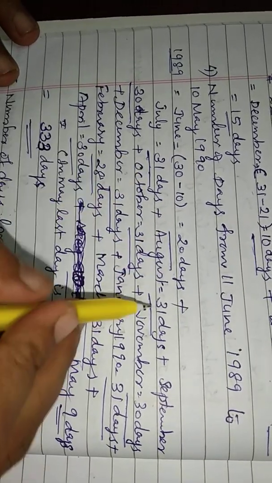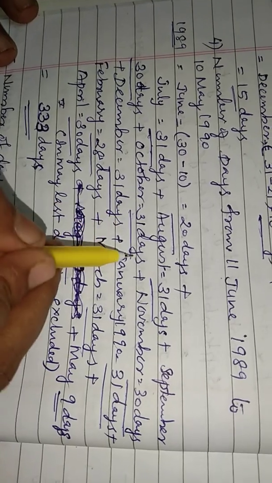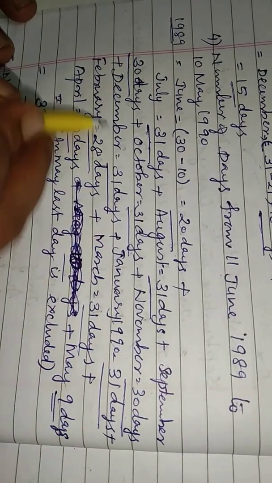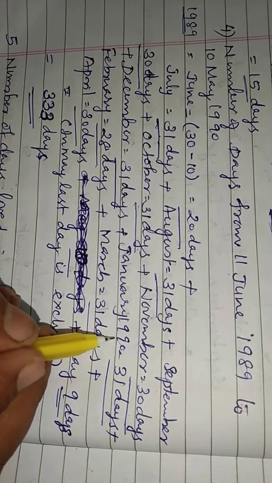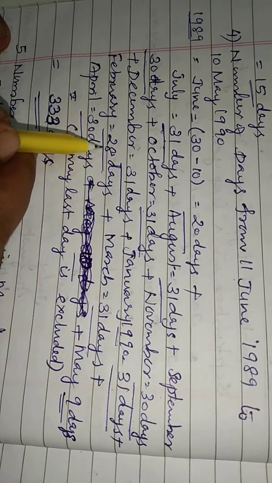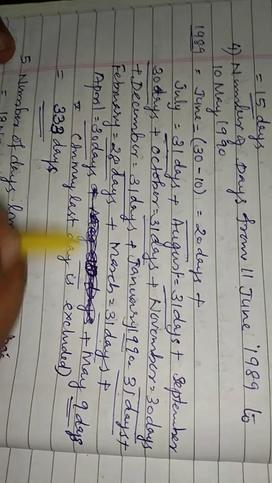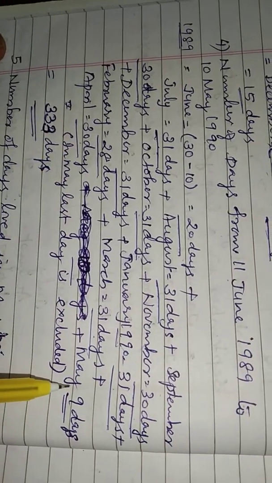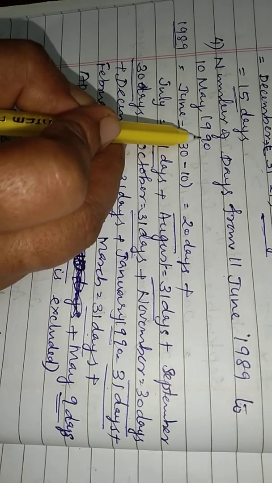July 31 days. August 31 days. September 30 days. And October 31 days. November we have 30 days. December 31. Next year January 1990, so next year 31 days. February we have 28 days. March we have 31 days. April 30 days. May 9, up to May 9 we have to take.